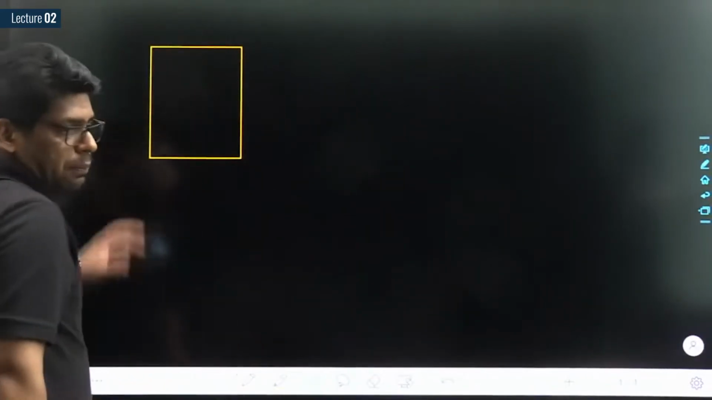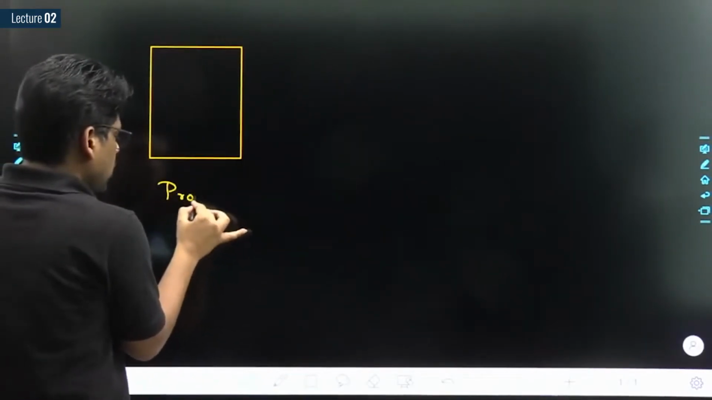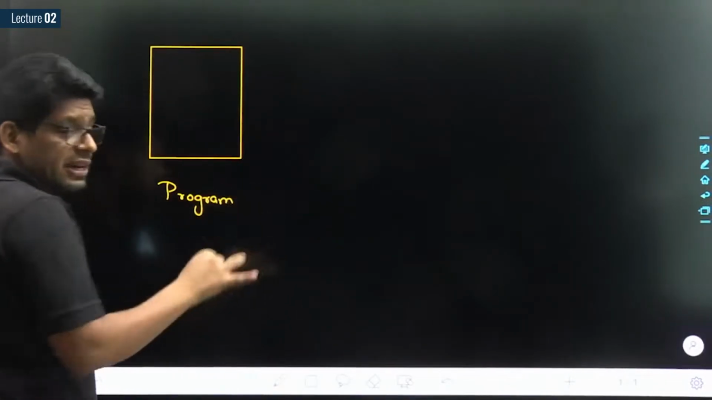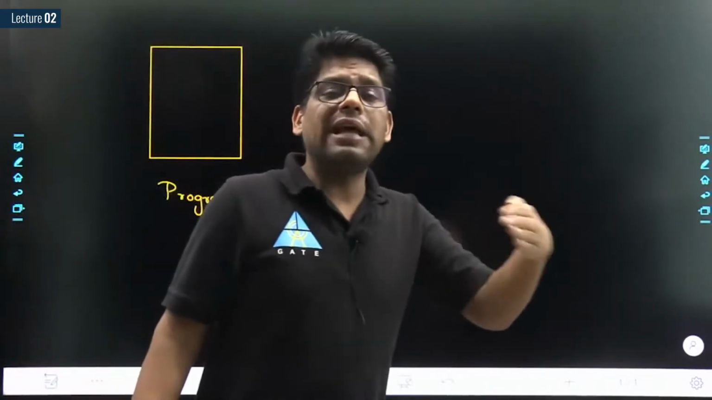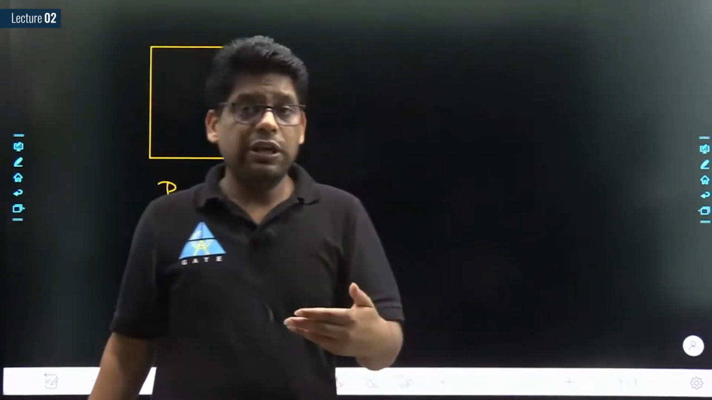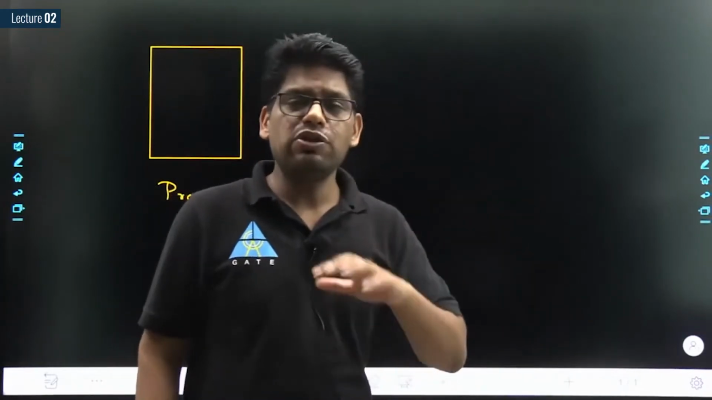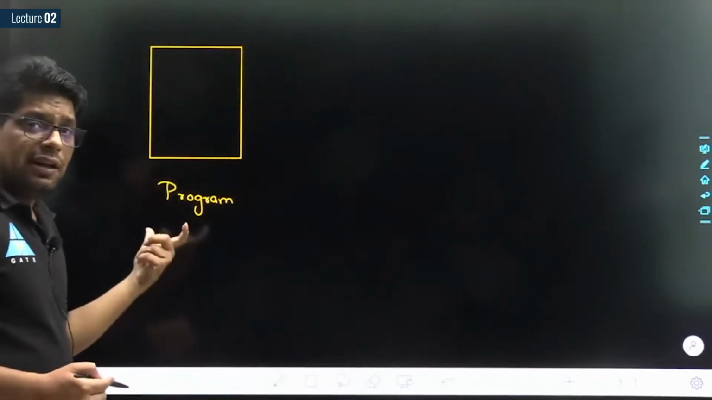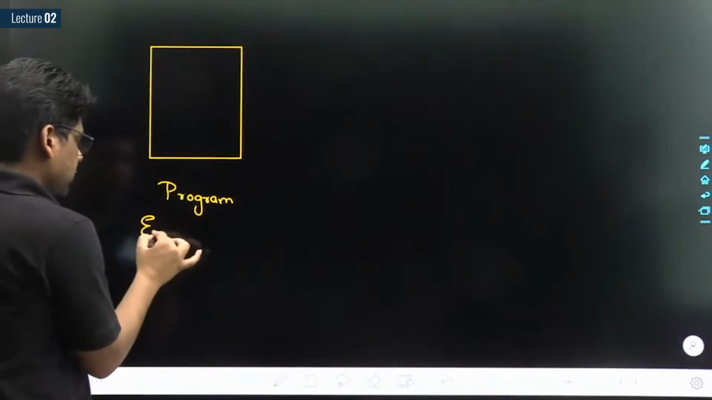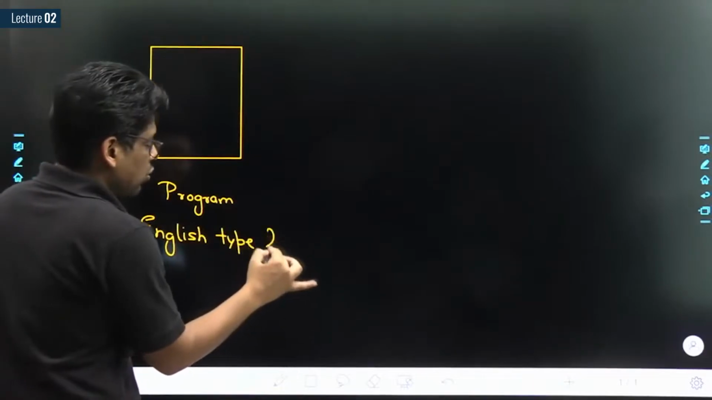A program is written in which type of language? Sir, a program is written in an English type language. Why is it written in English type language? Because we are writing it. We human beings are good with English type language, or natural language like English or Hindi. That is why a program is written in English type language.